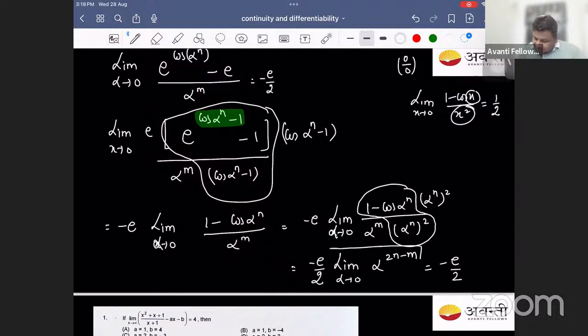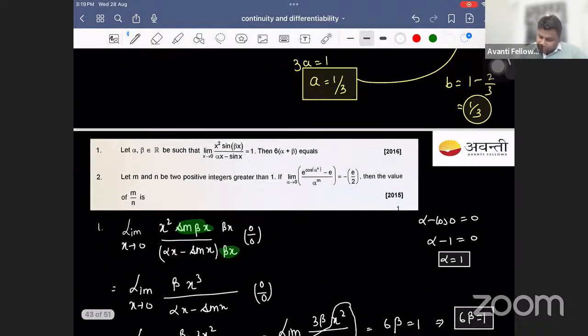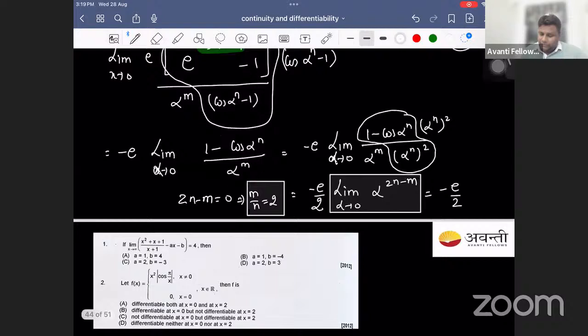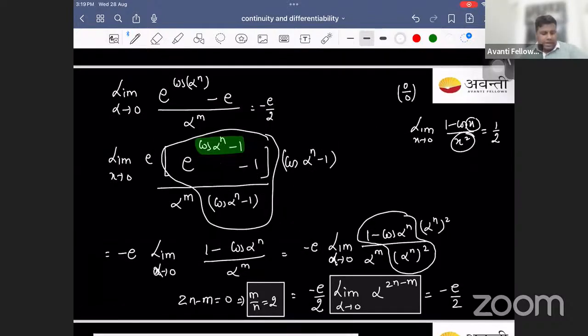That means this term should not remain here anymore. We got the answer minus e by 2. So if I do not want this term to be here anymore, that means this power 2n minus m should be 0. In the question, they are asking for the ratio of m upon n. So that means m upon n is equal to 2. This is your answer. Got it? Very good question. Simple question asked in a different way.